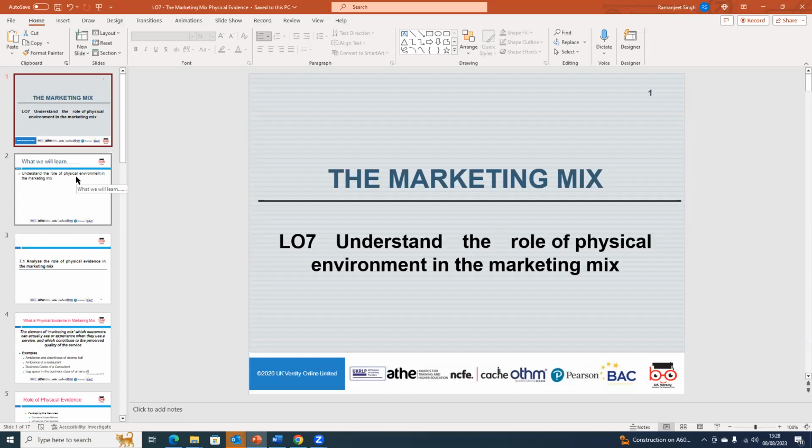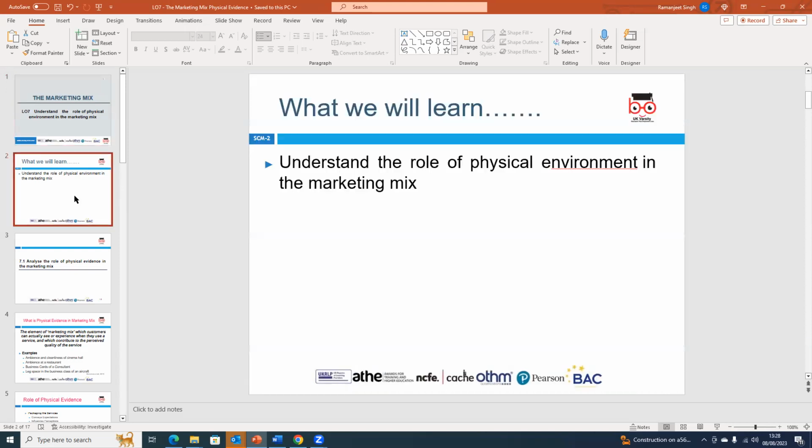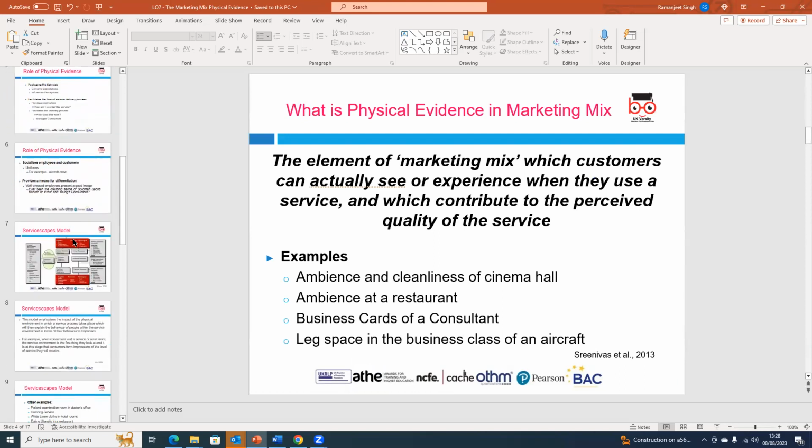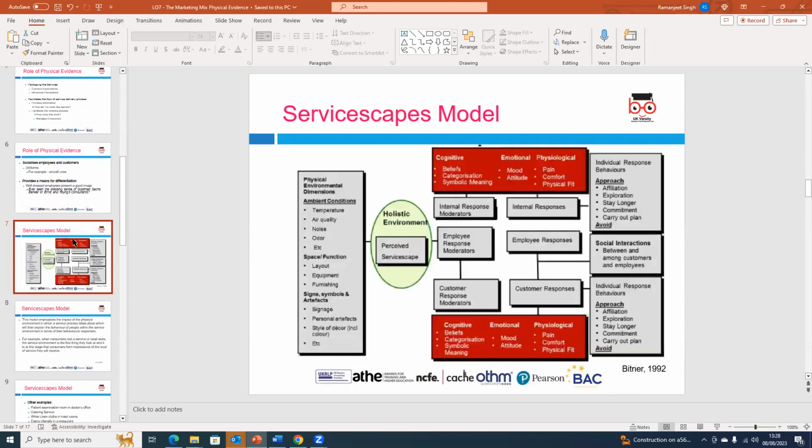So we talked about the LO7 today. It's very straightforward. We looked at the role of physical environment in the marketing mix. So you can see the importance. And one model that we've discussed is the servicescapes model, which looks at the physical environment, the behavioral elements of individuals, employees, and staff, and the social interaction within that place.